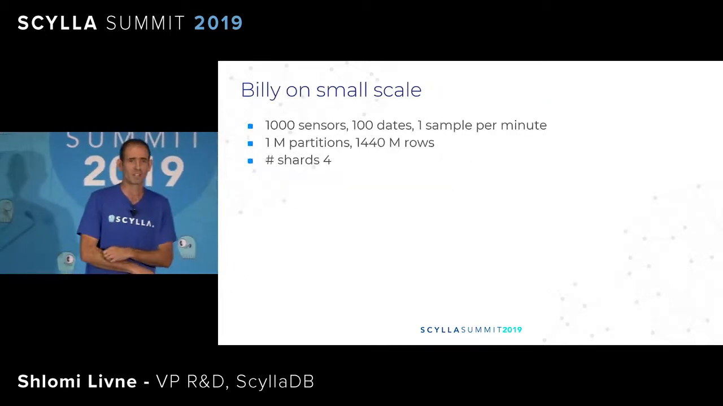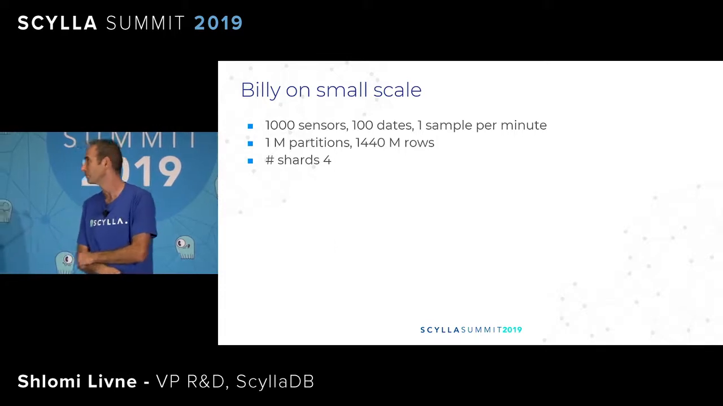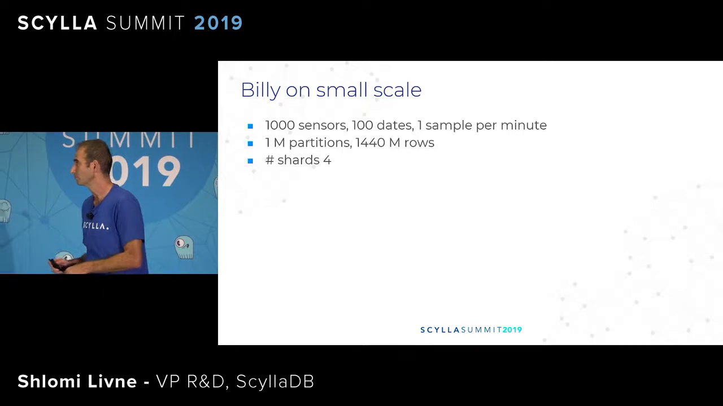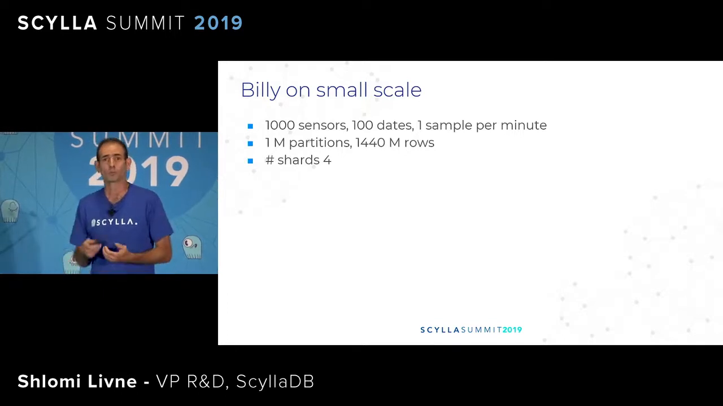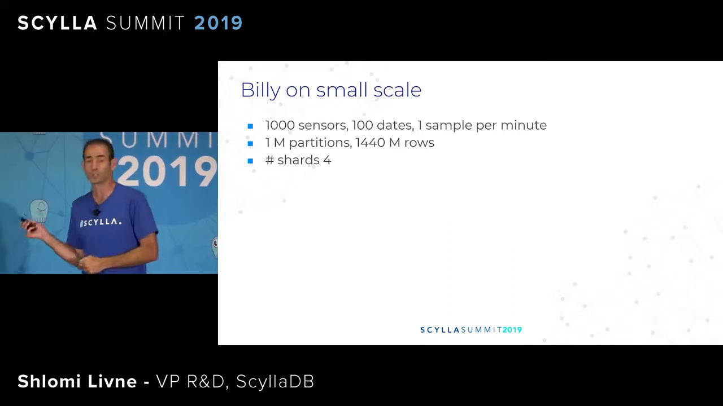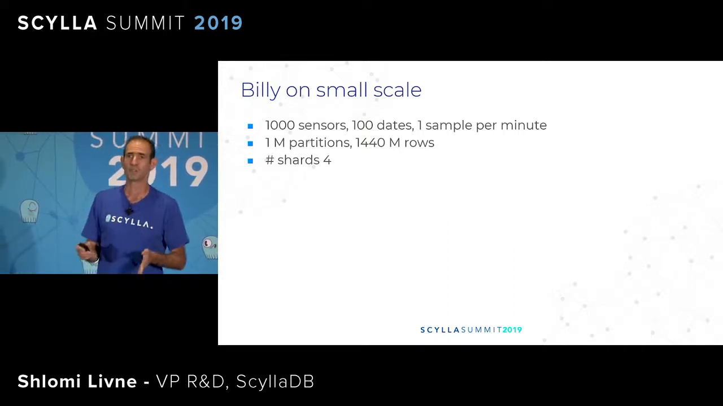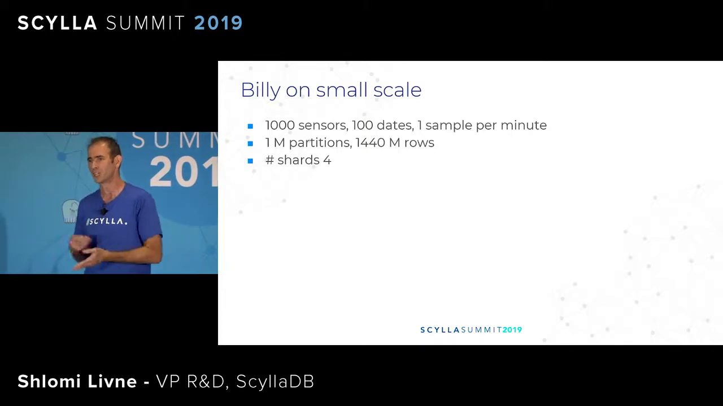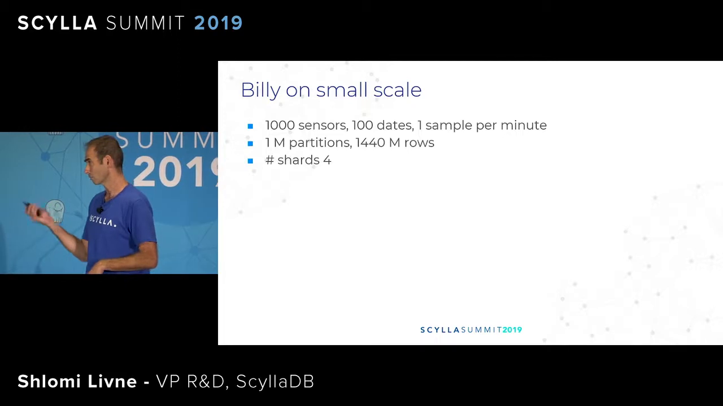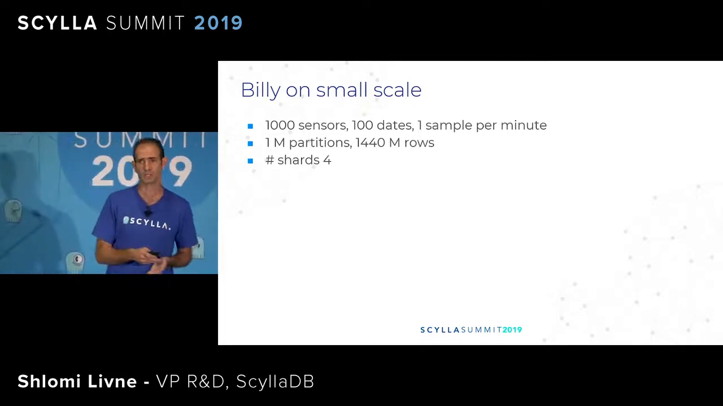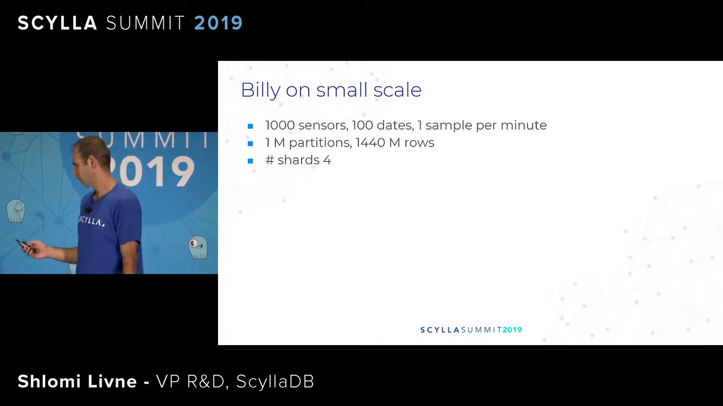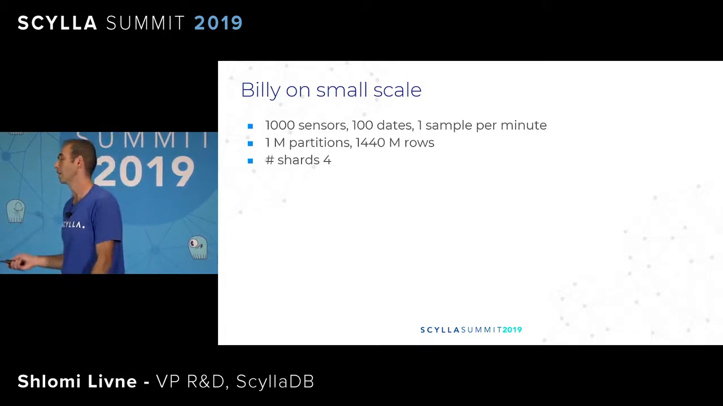So let's test this for Billy. I selected 1,000 sensors instead of 1 million. I selected 100 dates instead of 365, and I used the same partition size, keeping that to make sure that the simulation I'm doing will be close to reality. In total, we have 1 million partitions and 1.4 billion rows. The number of shards that I used was 4.